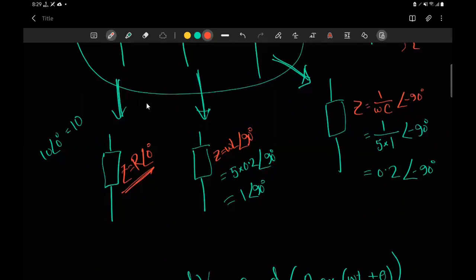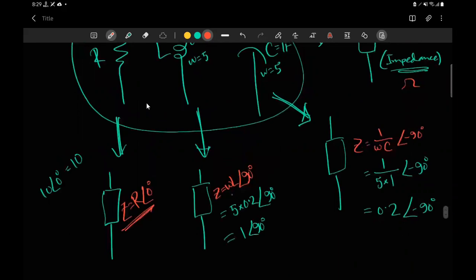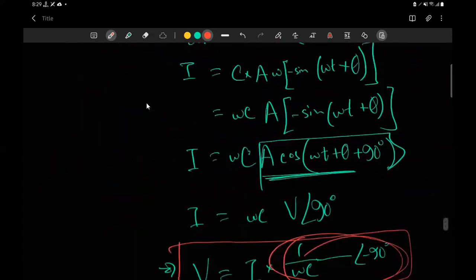But for capacitors and inductors, for inductors you must multiply by omega, and you must have a phase shift of positive 90 degrees. And for the capacitor, you must divide by omega C: 1 over omega C times an angle of minus 90 degrees. So you have a negative shift.